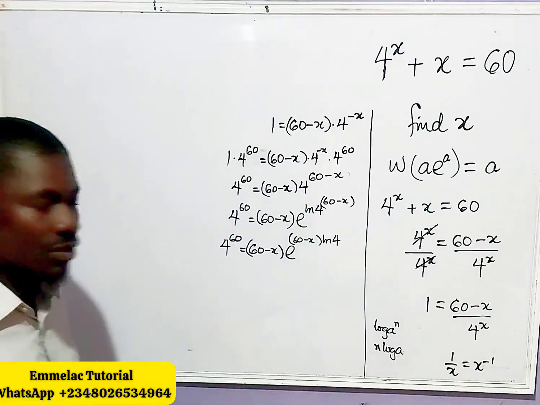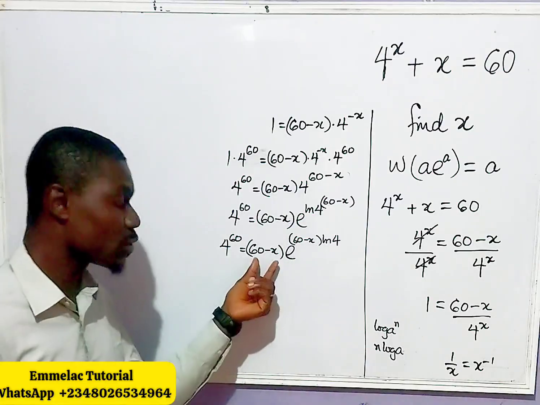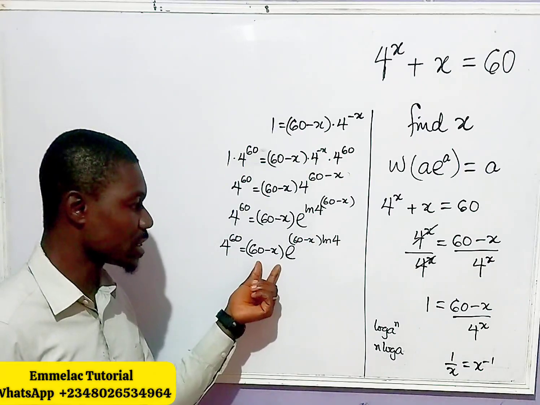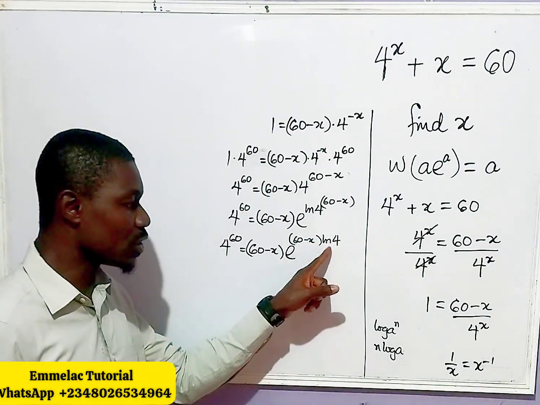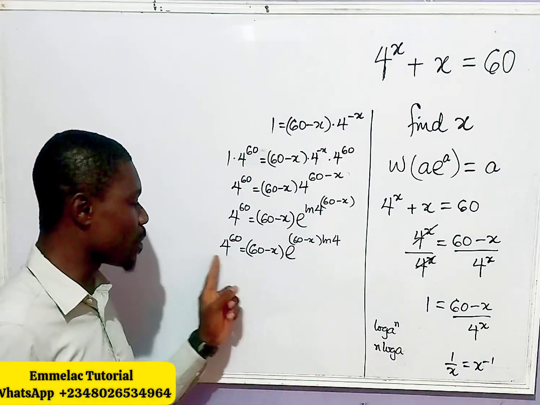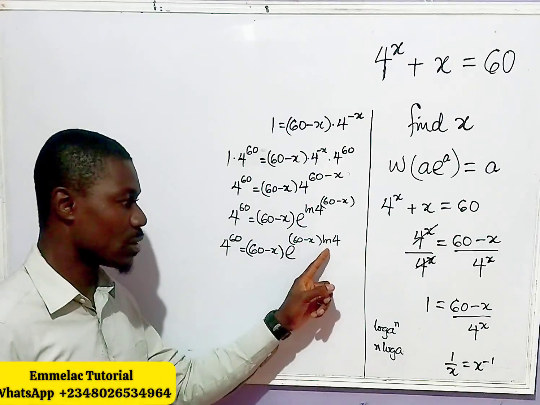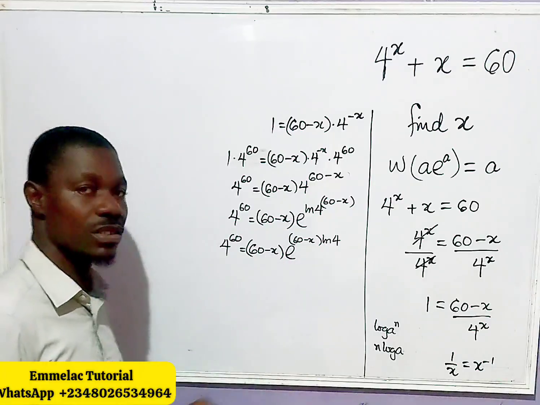Now you can see here we have 60 minus x ln 4, and here we only have 60 minus x. So for us to include ln 4 here, what we just need to do is to multiply both sides of the equation by ln 4. This will help us include ln 4 here also.